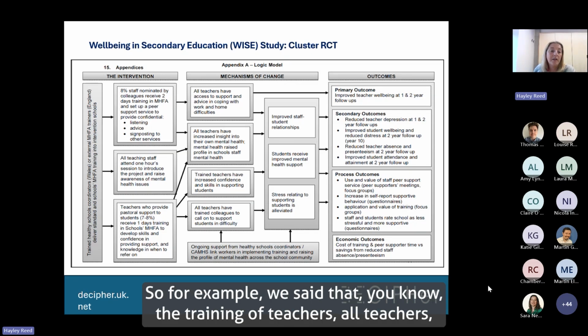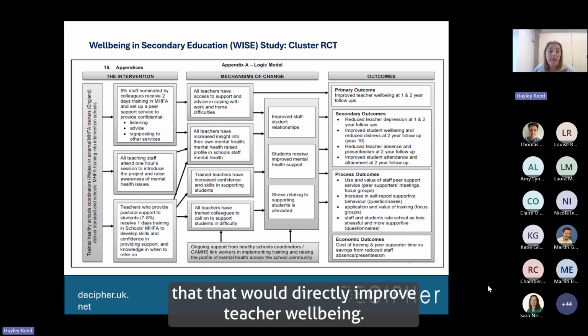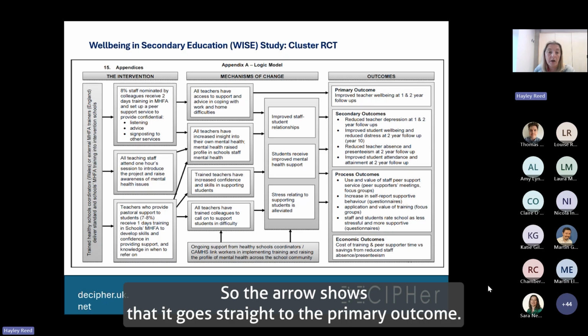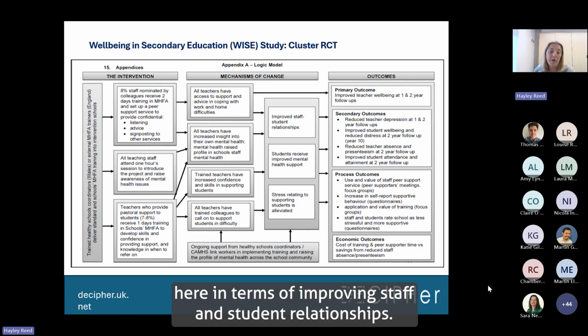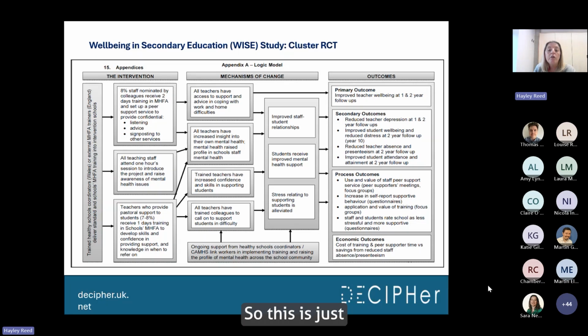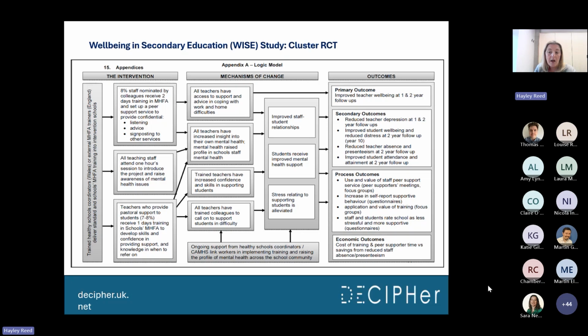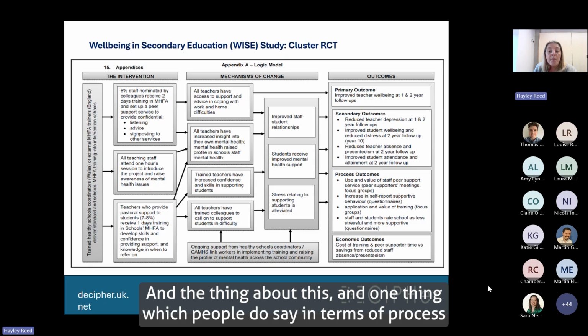So, for example, we said that the training of teachers, all teachers would have access to support and advice. And there was some thought when this logic model was developed that that would directly improve teacher well-being. So the arrow shows they go straight to the primary outcome. But actually, there's a second mechanism here in terms of improving staff and student relationships, which can then go on to support even the secondary outcomes. So this is just one example I wanted to give you of a more process-based logic model.